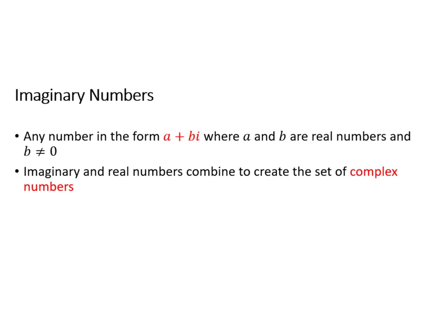In this video, we will continue to discuss imaginary numbers and operations on imaginary numbers and what we call complex numbers. Any number in the form of a plus bi, where a and b are real numbers and b does not equal 0, is what we would call our imaginary numbers. And the set of imaginary and real numbers combine to create the set of complex numbers.